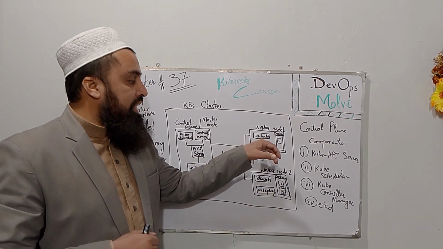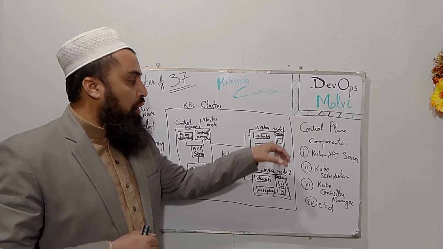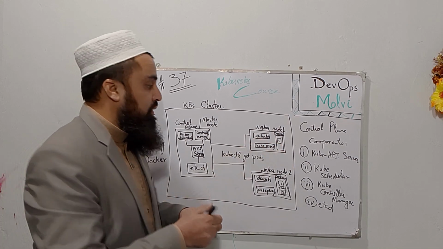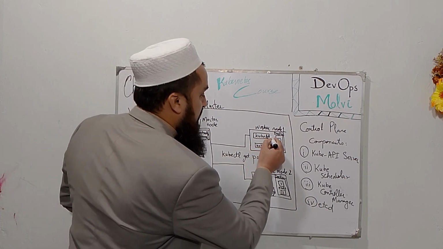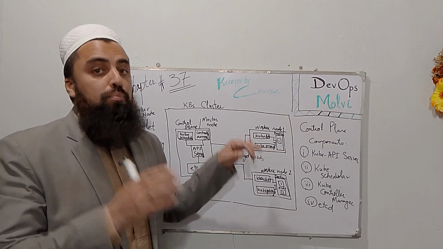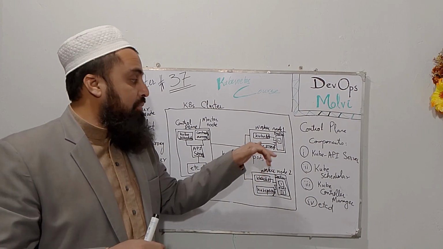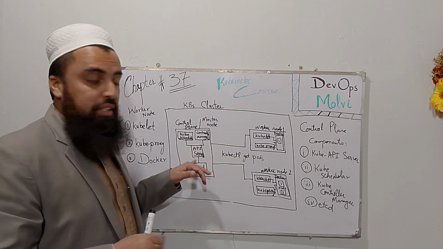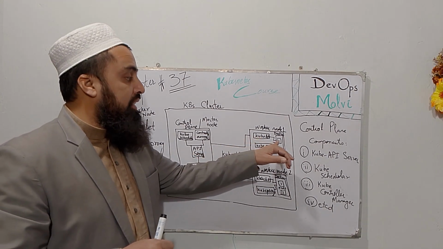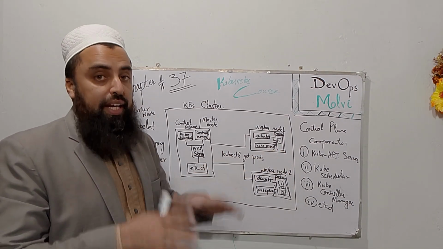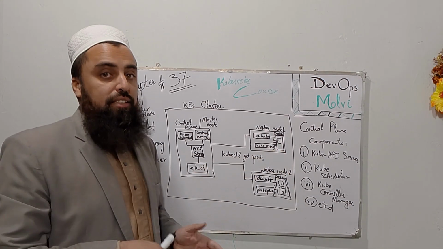And at the same time, this Kubelet agent also communicates with the container runtime. It also communicates with Docker. So I would say that in worker nodes, Kubelet has more responsibilities. At the same time, it communicates with the API server on the master node, and it also communicates with the container runtime like Docker to create the containers inside the pod.